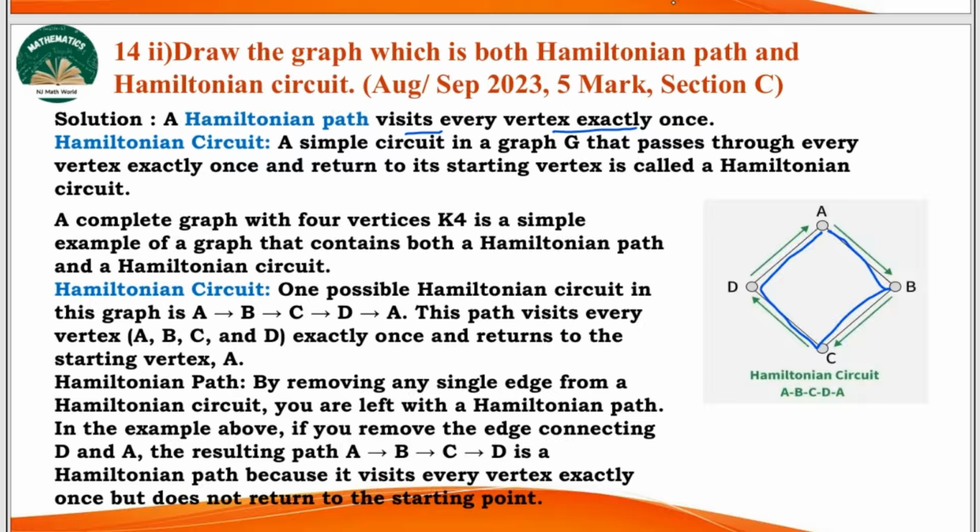Then what is a Hamiltonian circuit? A simple circuit in a graph G that passes through every vertex exactly once and returns to its starting vertex.